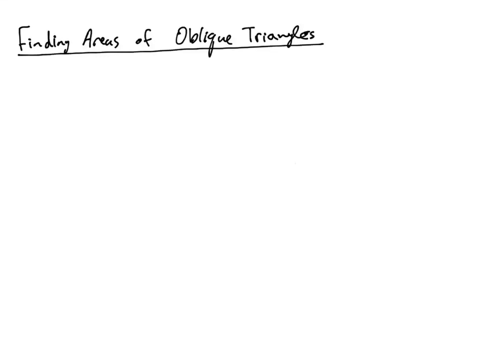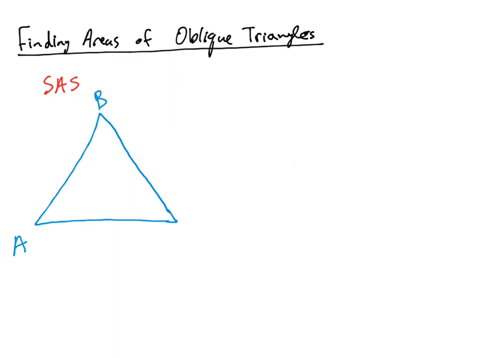In this video, I'll be showing two different ways to find the area of an oblique triangle. So the first type of triangle we'll look at is a triangle where we have the side, angle, and side. So let's derive a formula. We have a triangle, and let's label this A, B, C, and then sides A, B, and C like this.